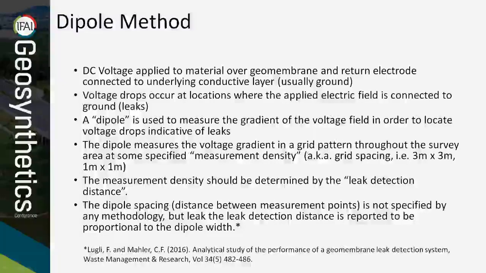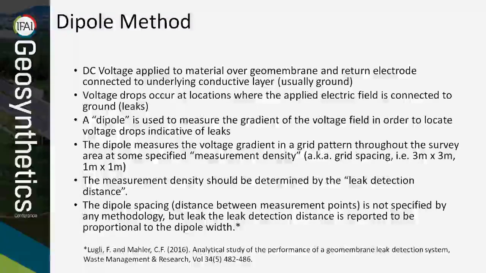The leak detection distance is how far away the dipole can be from a leak and still pick it up. The dipole spacing, or the distance between the measurement points on the dipole apparatus, is not specified by any ASTM-based testing methodology. But after a literature review, the one location that states the relative importance of dipole spacing to leak detection sensitivity is in a paper by Lugli and Mahler. They state that the leak detection distance is proportional to the dipole width.